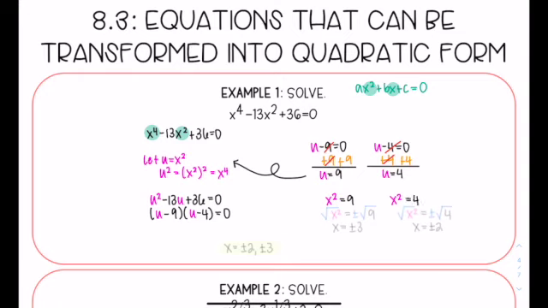Well, I can go ahead and solve this by using the square root property. So I'm going to take the square root of both sides. So we have the square root of x squared is equal to plus or minus the square root of 9. And we also have the square root of x squared equals plus or minus the square root of 4.